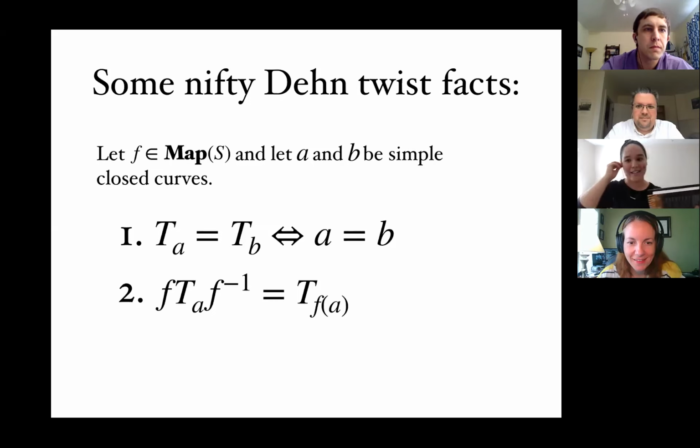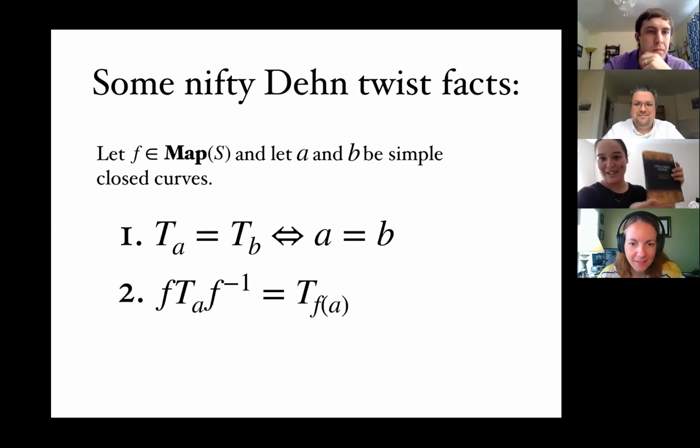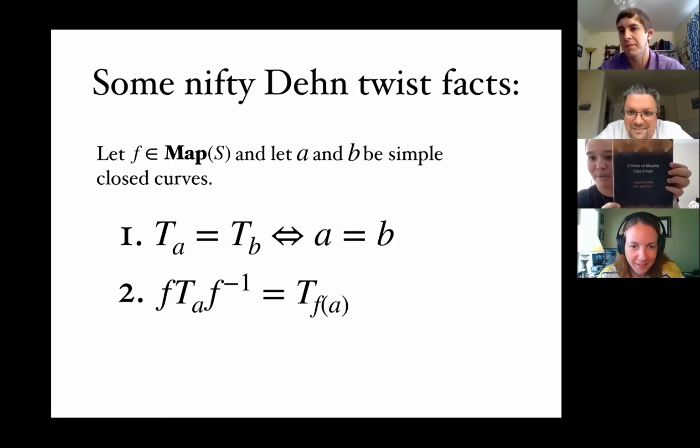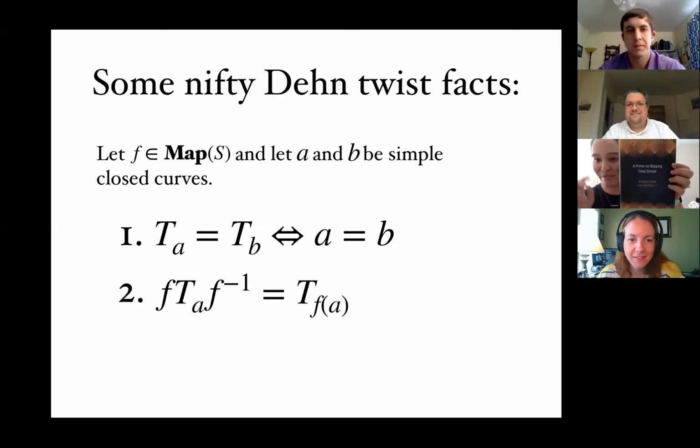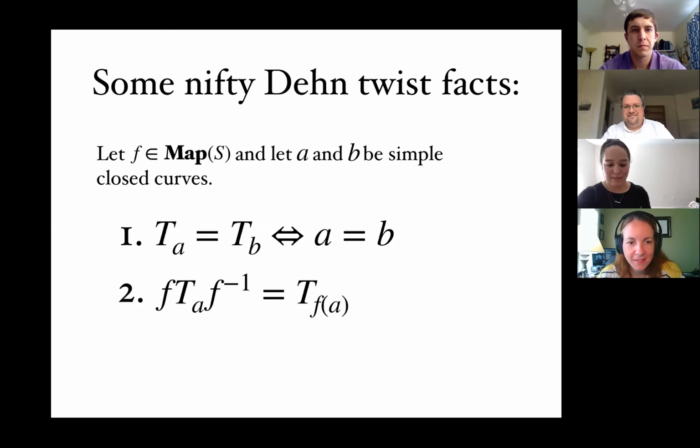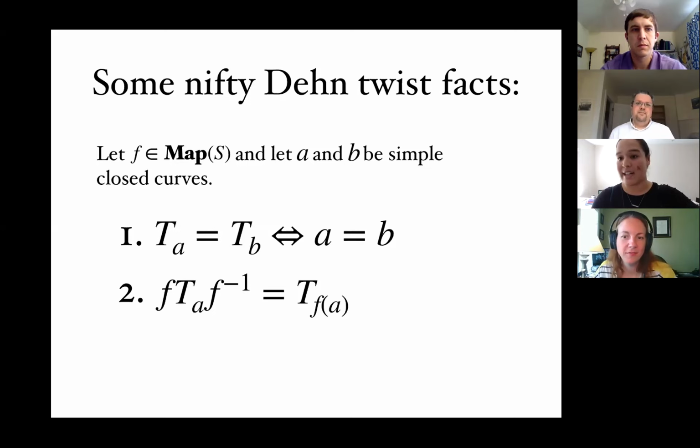You can look, and this is a shout out to my postdoc mentor, Dan Margalit. This is A Primer on Mapping Class Groups. So this is the Bible of mapping class groups. It's by Benson Farb and Dan Margalit, and it has basically all the tools you need to study finite type surfaces through the lens of mapping class groups.